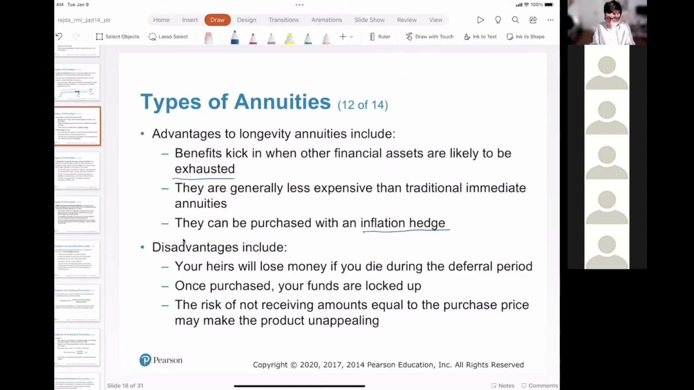The problem is your heirs aren't going to get any money if you die during the deferral. Once you buy it, you can't access that money. So you're like, wait a minute, I just put $500,000 into a longevity annuity, but I really want to buy this house. Can I get my money back? No, you cannot. And the risk of not receiving amounts equal to the purchase price may make the product unappealing because you might not live long enough to get the money back out. The chances are that you will, but you never know.